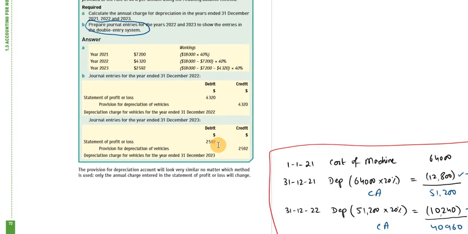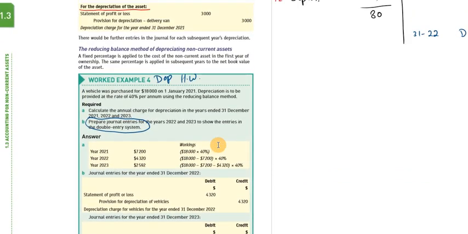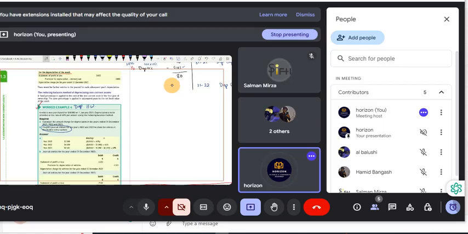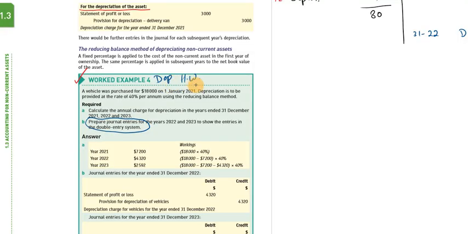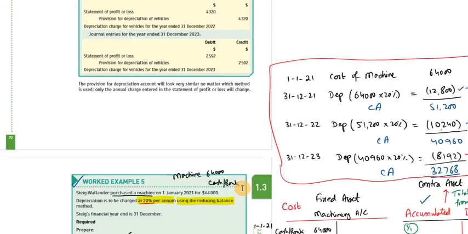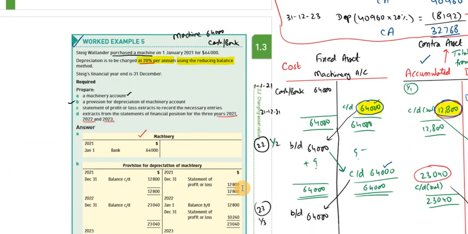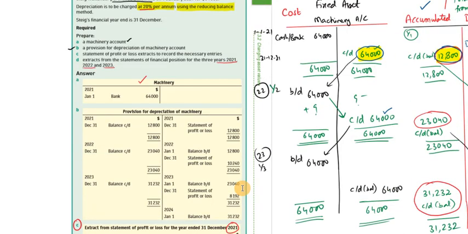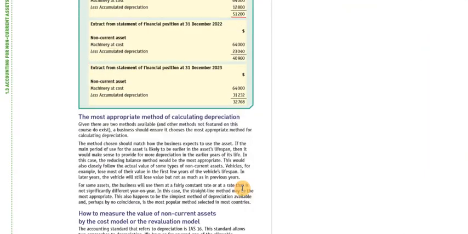So here we discuss the journal entries. Maybe you have done this question, because this depreciation question was your homework. So this is again a journal entry. Now you can easily write journal entries. We have done example number 5 as well, and we made an extract.